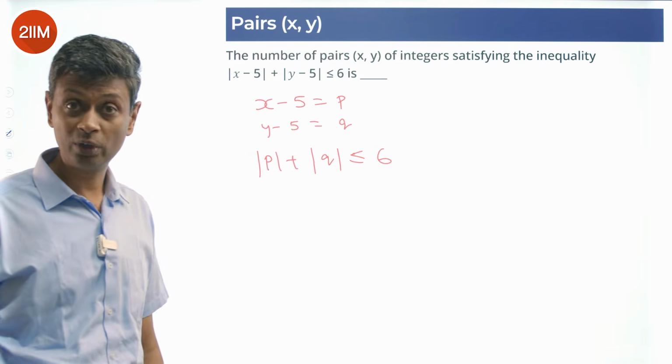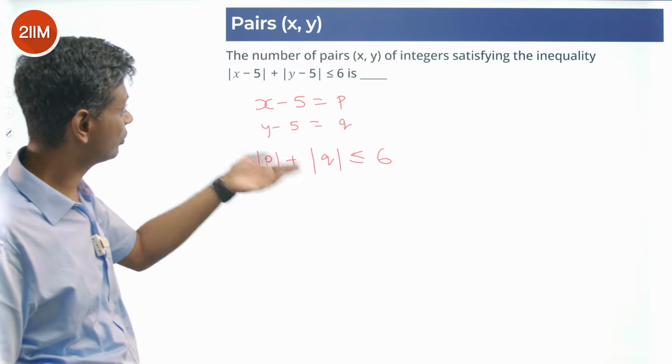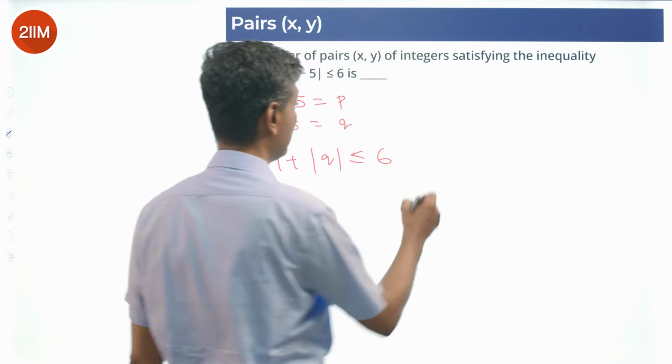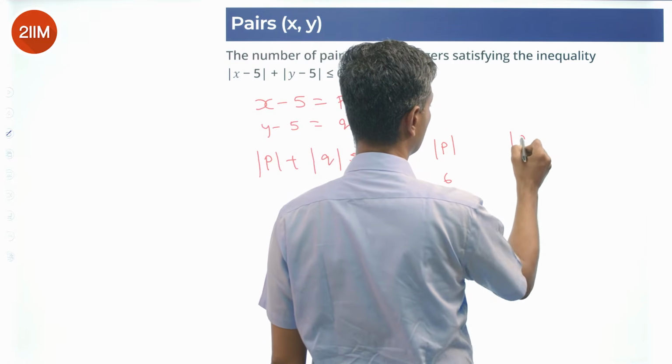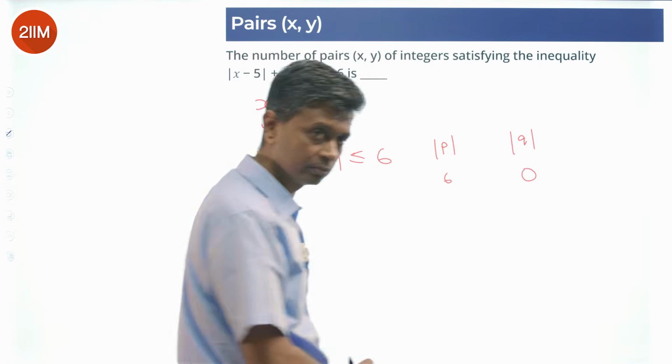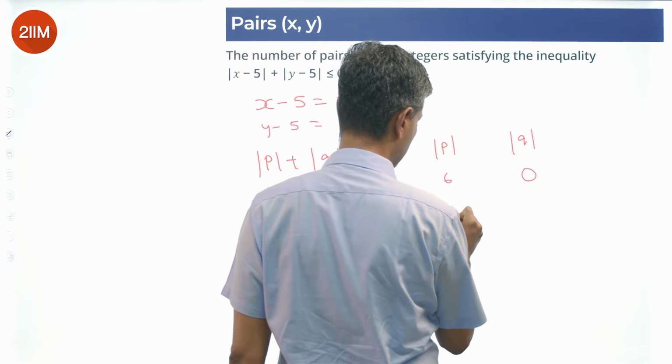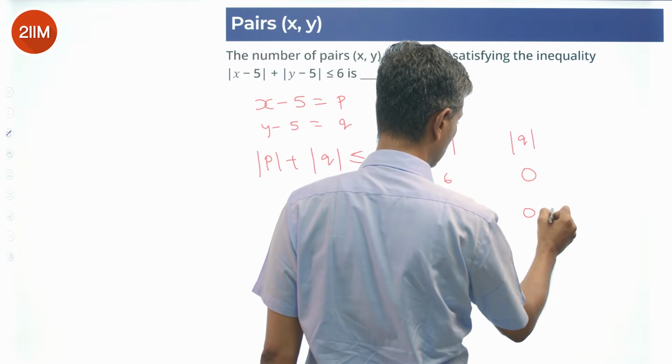What can this be? Mod p plus mod q less than or equal to 6. Both are positive, both are integers. So I can say, hey, mod p, let it be 6. In this case, mod q will be 0. Mod p, let it be 5. Mod q will be 0 or 1.